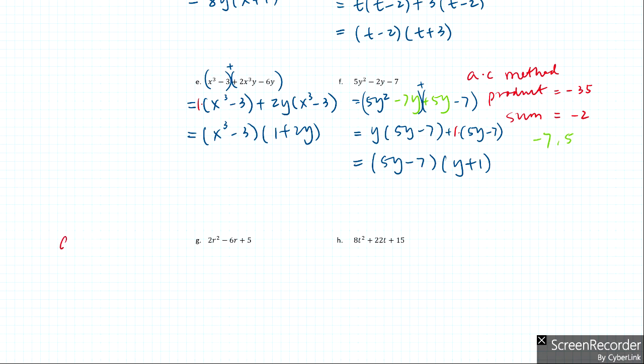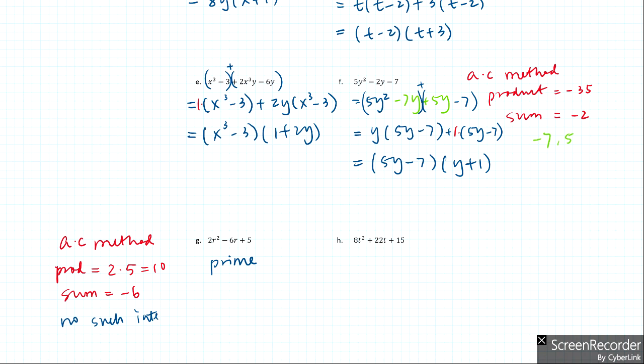And here, if I go ahead and do the AC method, that indicates that the product of the 2 numbers I need is 2 times 5, which is equal to 10, and the sum of the 2 numbers will be negative 6. And we know the factors of 10 are 2 and 5, and 1 and 10, and the negative parts of that. In this case, I don't think any of the numbers would work, so this is a case where this is a prime polynomial. That means we cannot factor any further, because there are no such integers. That works for the AC method.